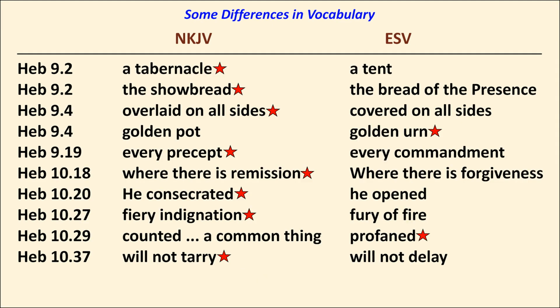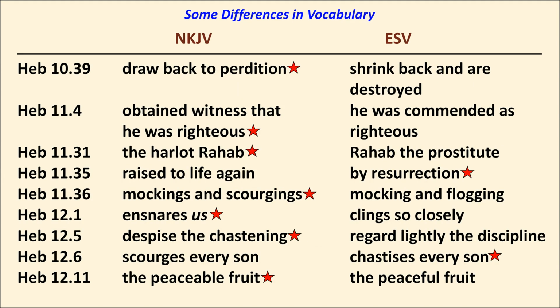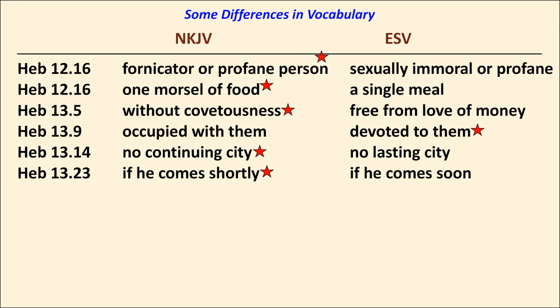Tabernacle is plainly more difficult than tent, and tarry than delay. Still more examples here. And here. Covetousness has to be harder than love of money to comprehend. So overall, based on a survey of those two books, it's difficult to see how the ESV could be regarded as employing a more challenging vocabulary.